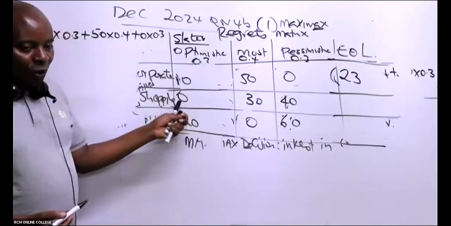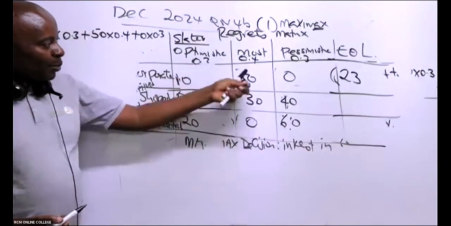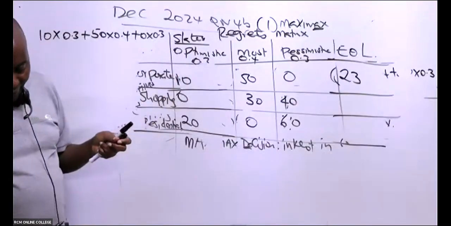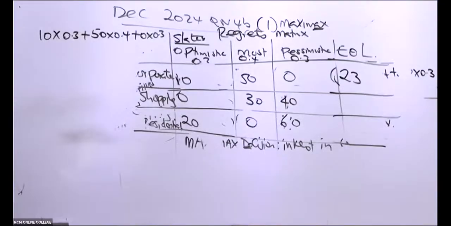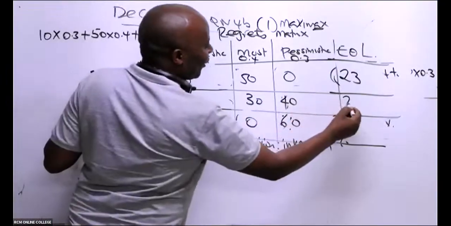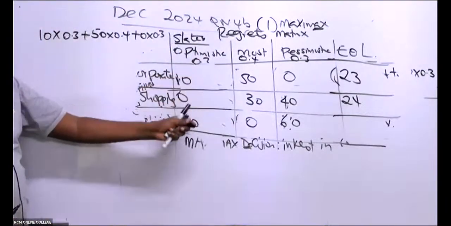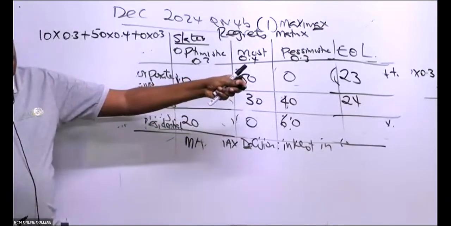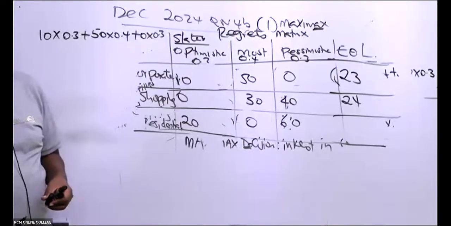And then now we go for the EOL for shopping. Shopping will be 0 times 0.3 plus 30 times 0.4 plus 40 times 0.3. This will give us 24. Ellen is giving me a figure of 24. So 24, right? And then the very last one is 20 times 0.3 plus 0 times 0.4 plus 60 times 0.3, which will end up giving us 24 again.